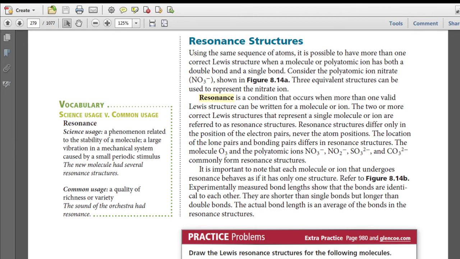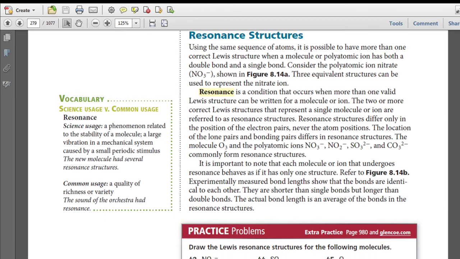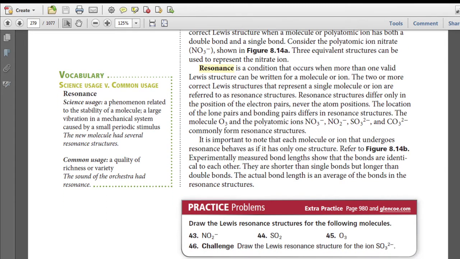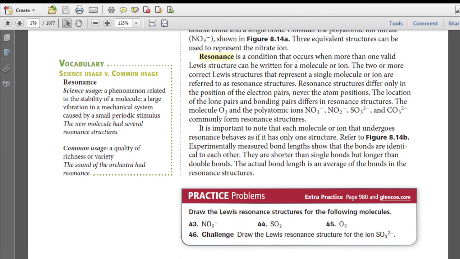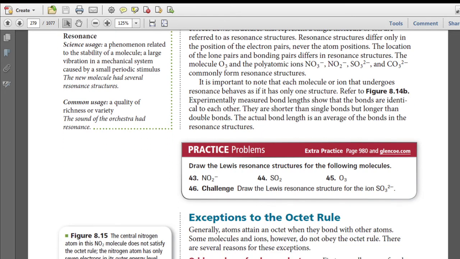Experimentally measured bond lengths show that the bonds are identical to each other. It's almost like it takes over the whole. The bond is not either double or single; it's a resonance bond that exists. So the actual bond length is an average of the resonance structures.